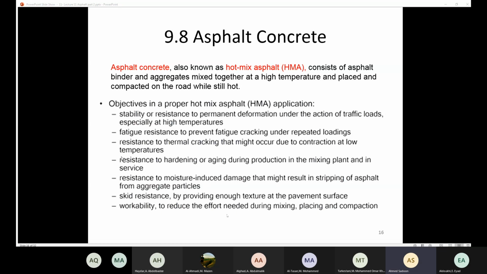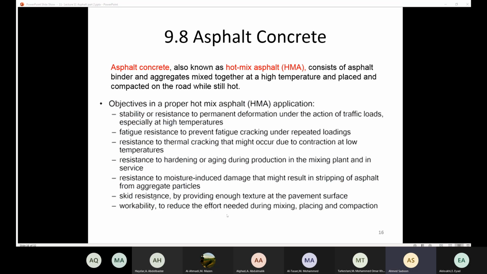Also, we should have resistance to hardening or aging during production in the mixing plant and in the service. Also, we should have resistance to moisture-induced damage that might result in stripping of asphalt from aggregate particles. Moisture-induced means that sometimes you have moisture or water, and the action of the moisture and the water with the traffic is going to cause a problem. The aggregate is going to separate from the asphalt binder.